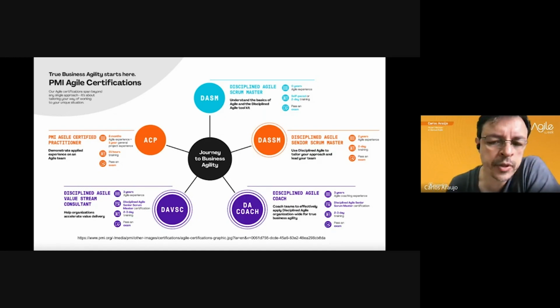After ACP, you have the DASM, the Disciplined Agile Scrum Master. It's basically all these contexts we have shown you in these presentations. You don't need to have experience. It's for very beginners, and then you can move on in agility with DA. Then there is the senior Scrum Master, which requires some previous experience, and at least you get to know ACP or DASM to move into this, and you can choose to become a Disciplined Agile Value Stream Consultant or a Disciplined Agile Coach after the DASSM.